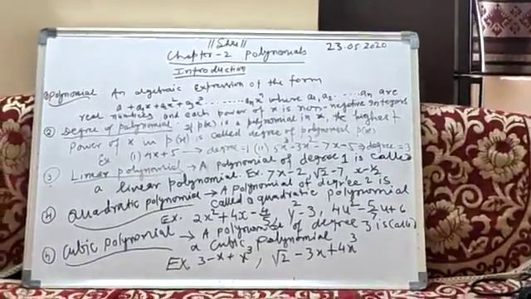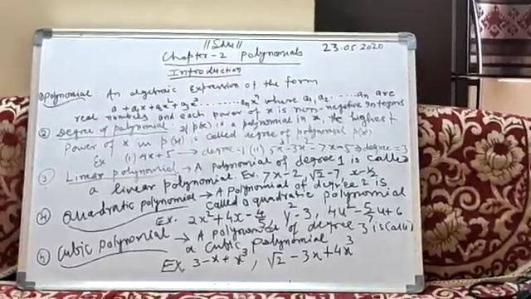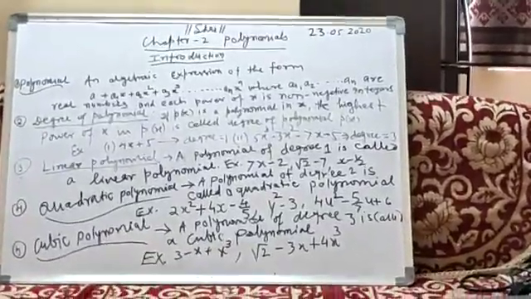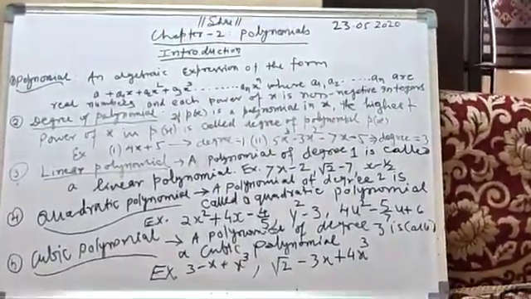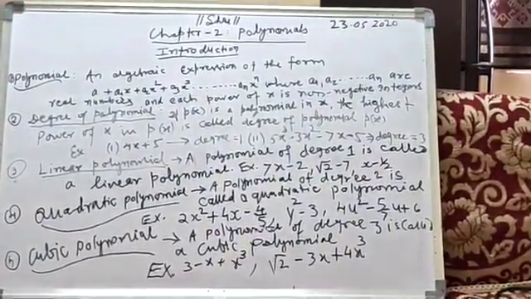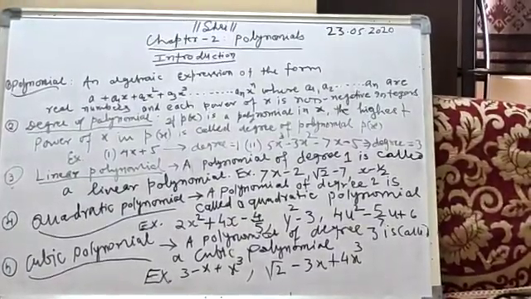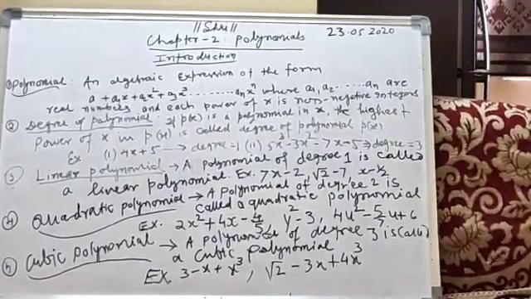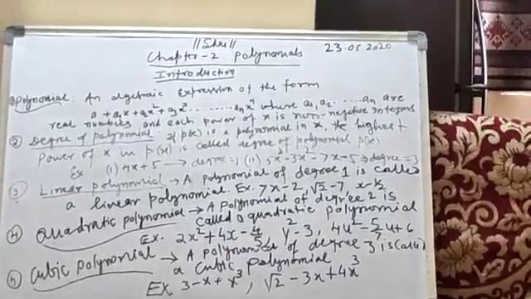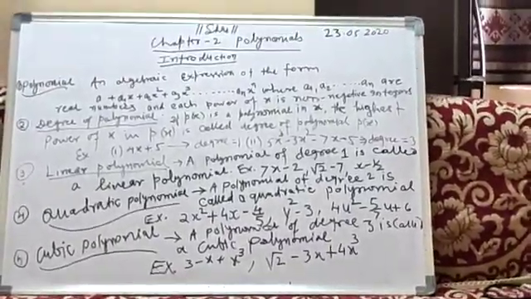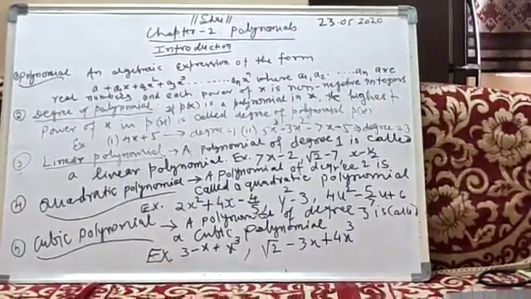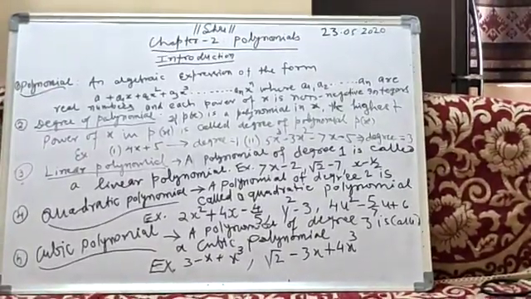Today we are going to start chapter 2, polynomials. Regarding polynomials, we have studied in detail in class 9, chapter 2. So, introduction. We have defined polynomial as an algebraic expression of the form a1 x plus a2 x square plus a3 x cube dot dot an x to the power n, where a1, a2, dot dot an are real numbers and each power of x is a non-negative integer.